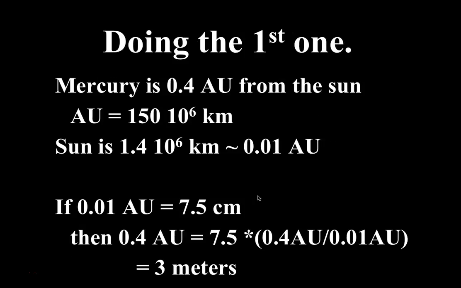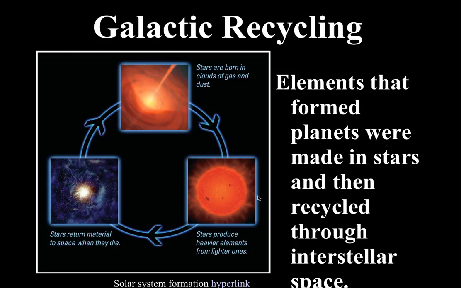Okay, so let's see. The last thing I want to talk about is galactic recycling. And basically that is where we start from. We have a star that produces heavy elements from light ones, and it goes supernova. And when it does that, it seeds the gas clouds and allows for a solar system like ours to occur.